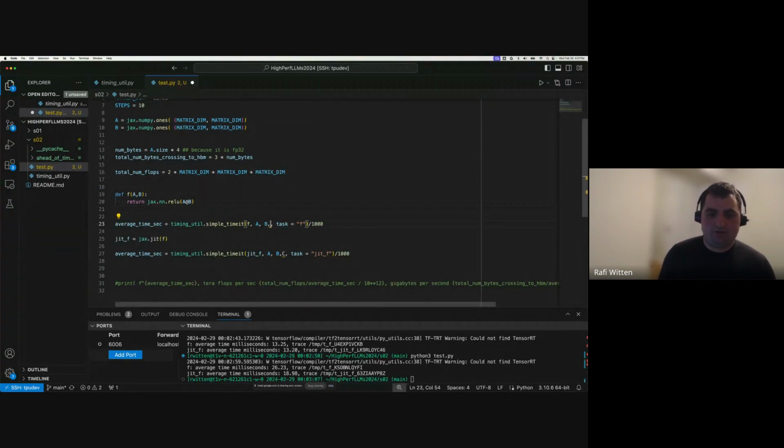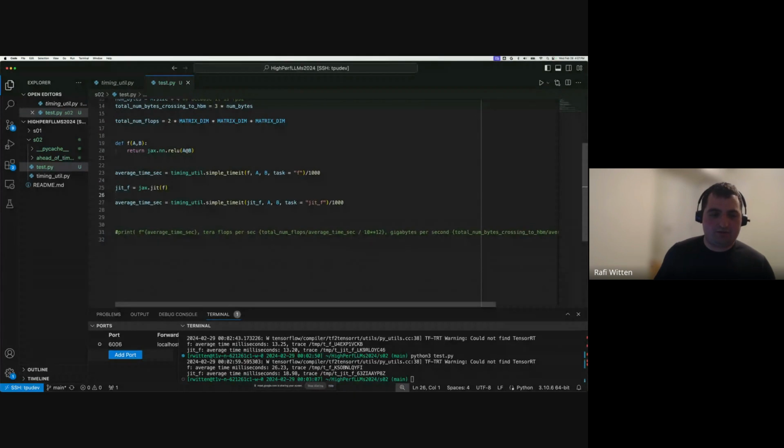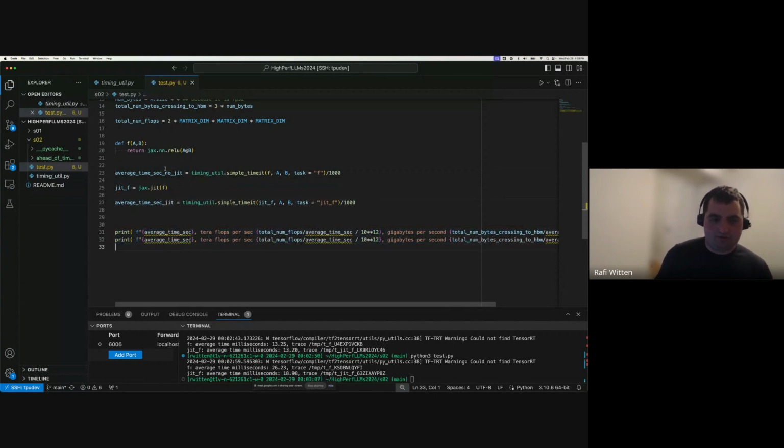We can get rid of C. And now we can time this out. So what we really want to do is average time in seconds. This one can be no JIT, and then this one can be JITted. And we just print out how we're doing on both of those workloads.